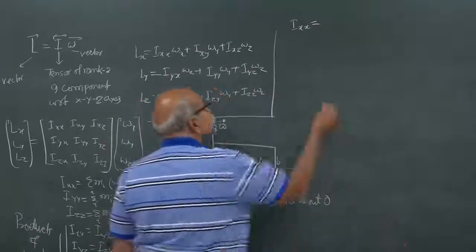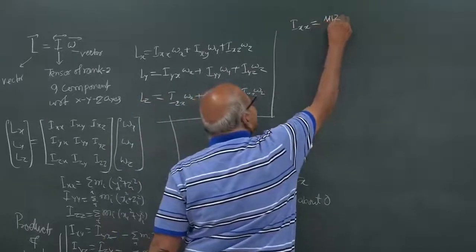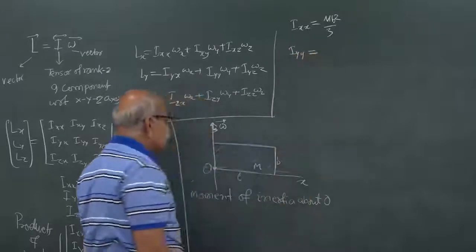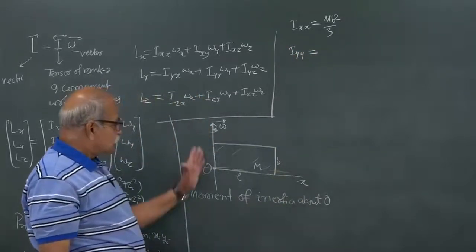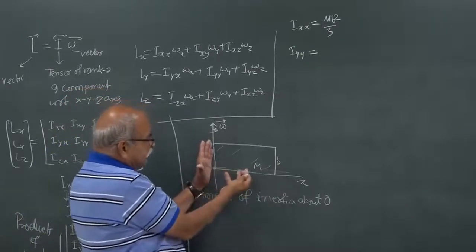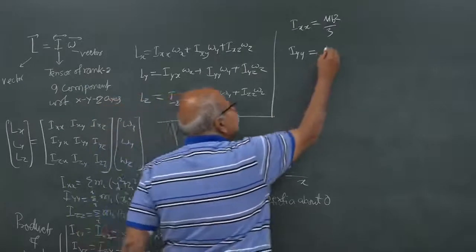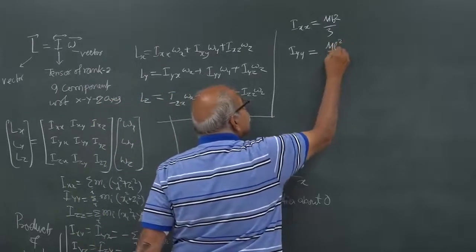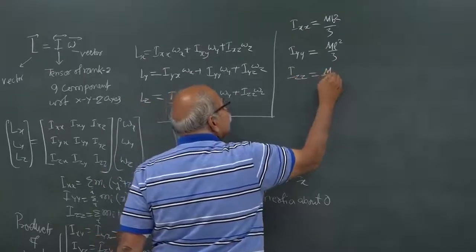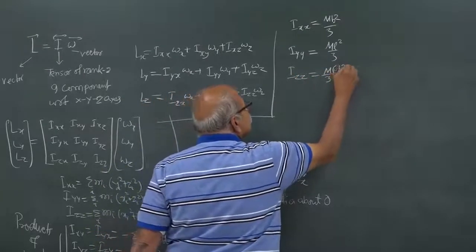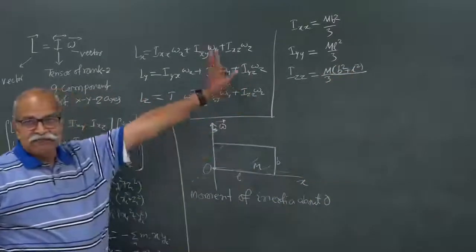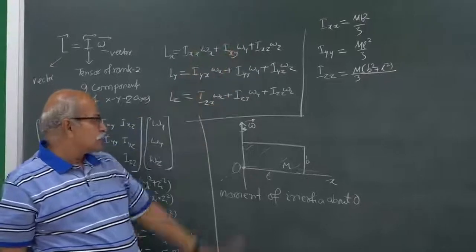So, this is m b square by 3, and similarly I yy, which is moment of inertia about the y axis, here is y axis. So, if this is a rod, it will be m l square by 3, and if you extend it this way, it remains m l square by 3, and I zz you can use the theorem of perpendicular axis, it is b square plus l square. Okay. So, that is very simple, that you have done several times in your schools.